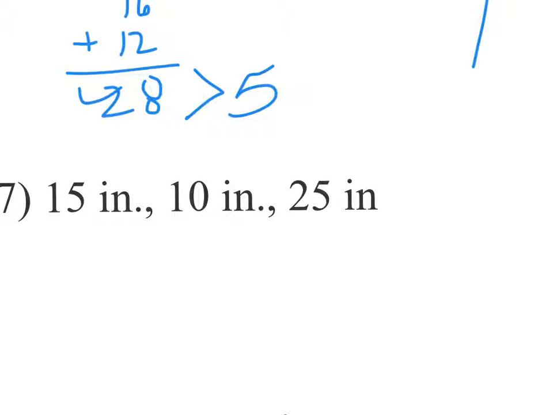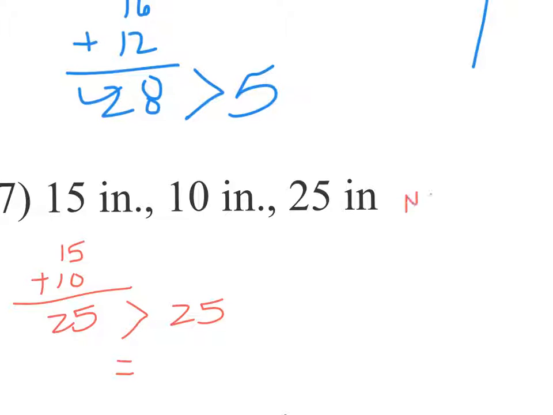All right, for number 7, you have to do the same steps, the same process. So I'm going to start with 15 and 10. I'm going to add those together. Is 25 greater than that third side of 25? That is not a true statement. The equal sign makes it a true statement. So in this case, no. Number 7, you cannot make a triangle.